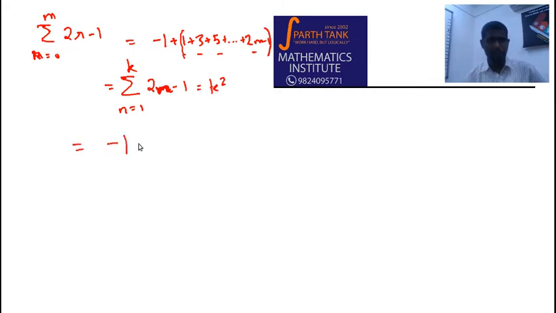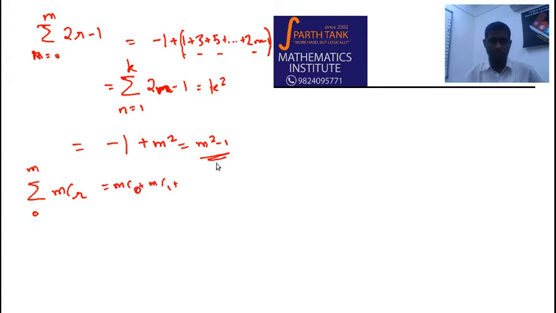Therefore this can be written as minus 1 plus m squared, or m squared minus 1. So this is the first summation. Now the second summation is summation of mCr from 0 to m. That is mC0 plus mC1 plus mC2 up to mCm. Now we know this is nothing but 2 raised to m, right? One property from binomial theorem.